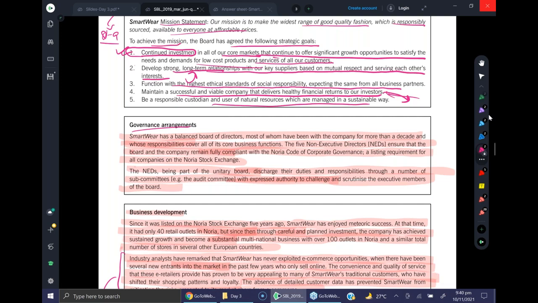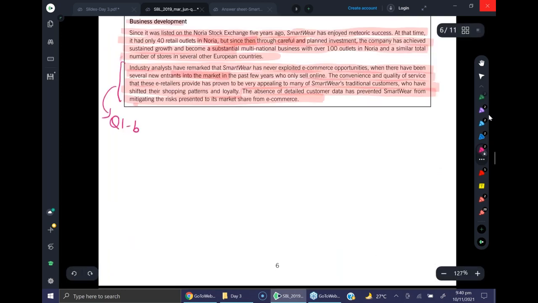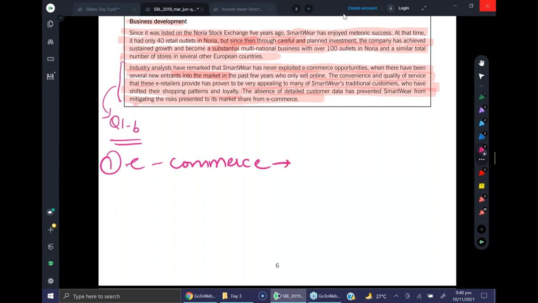As well as, everyone please listen, there are two risks in this paragraph which you can discuss for question number one, part B. What are these two risks? Number one, lack of e-commerce. The risk of e-commerce. So if we don't pick it up, if we don't use it, the e-retailers will take our market share away from us.